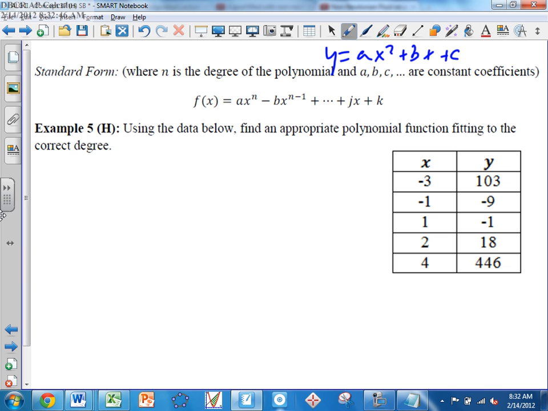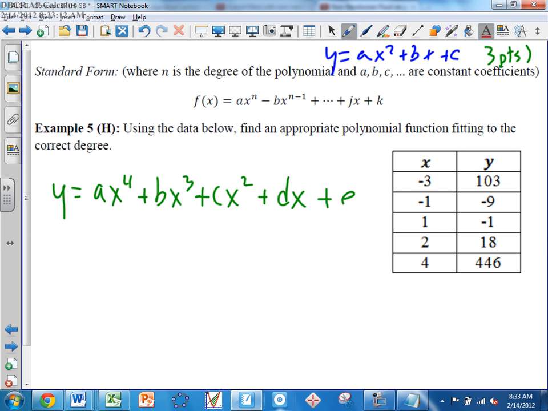So here, you needed 3 points, which yielded an equation with a degree of 2. So if you have 5 points, it can yield an equation x to the 4th. So let's write that right away. Write y equals a x to the 4th plus b x to the 3rd plus c x to the 2nd plus d x to the 1st plus e. Look how many variables there are now that we're solving for. A, b, c, d, e.